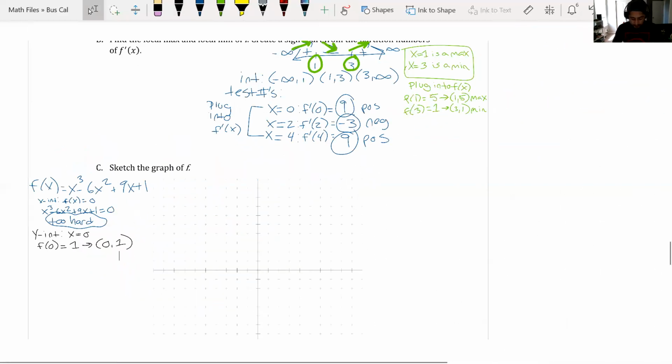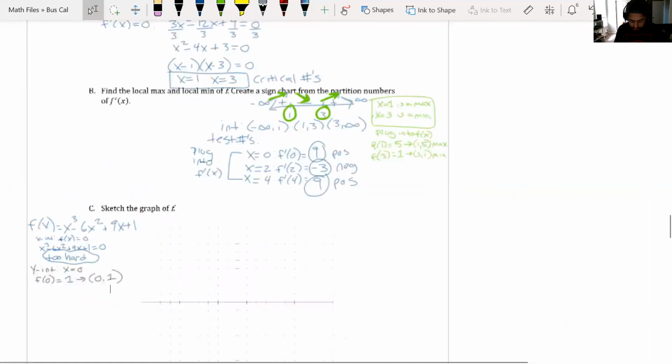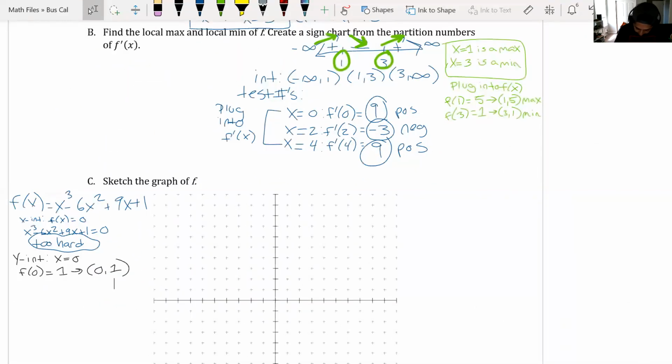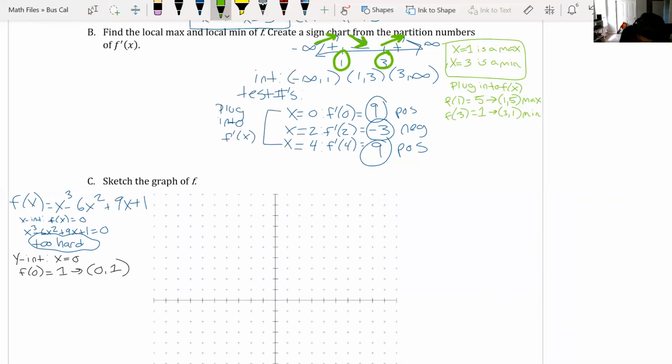All right. So let's go ahead and plot. I am going to use my Y-intercept at 0, 1. I'm going to plot my max at 1, 5. And I'm going to plot my minimum at 3, 1. There we go. Now let's follow our sign chart.